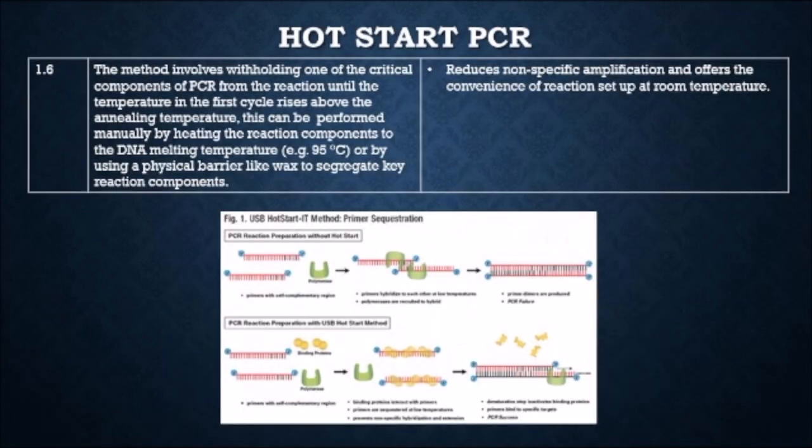Hot start PCR. The method involves withholding one of the critical components of the PCR from the reaction until the temperature in the first cycle rises above the annealing temperature. This can be performed manually by heating the reaction components to the DNA melting temperature, or by using a physical barrier like wax to segregate the key reaction components. It's useful because it reduces non-specific amplification and offers the convenience of reaction setup at room temperature.